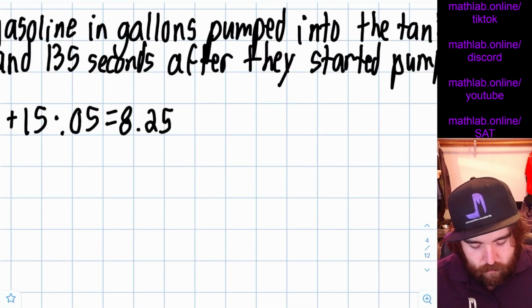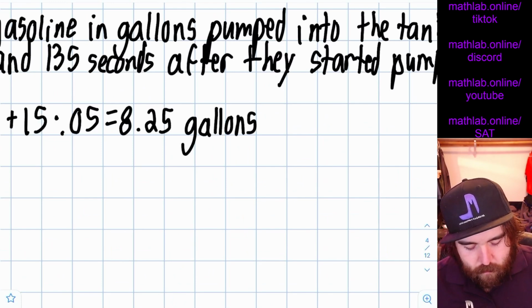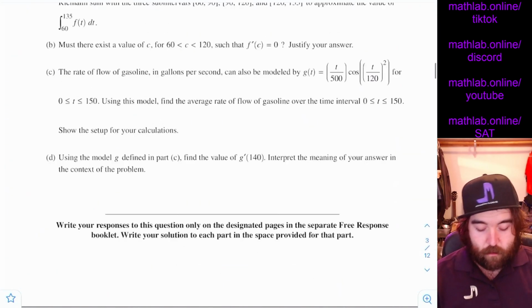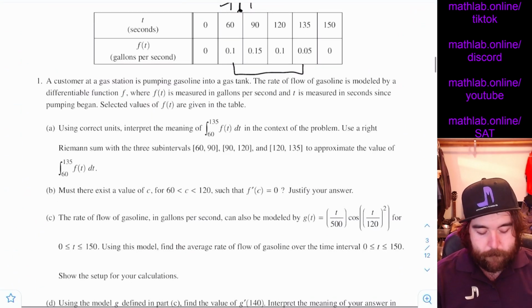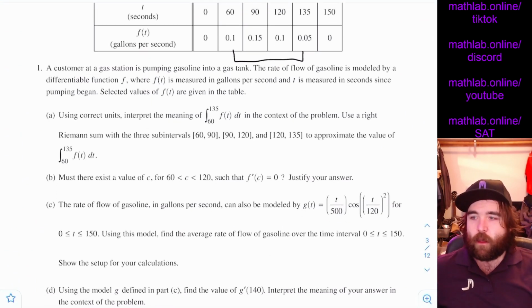8.25 gallons. Very good. Okay. That's all they wanted, right? Approximate that value. Yes. Okay.